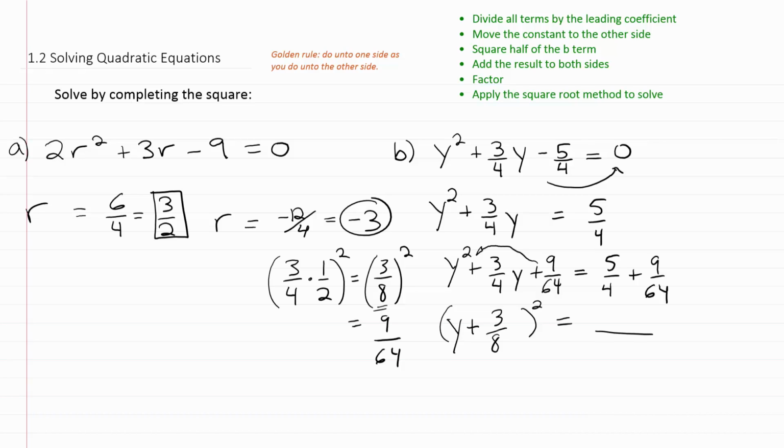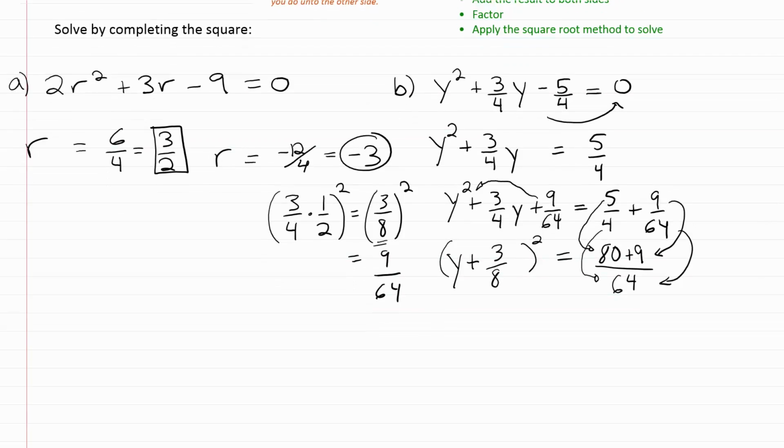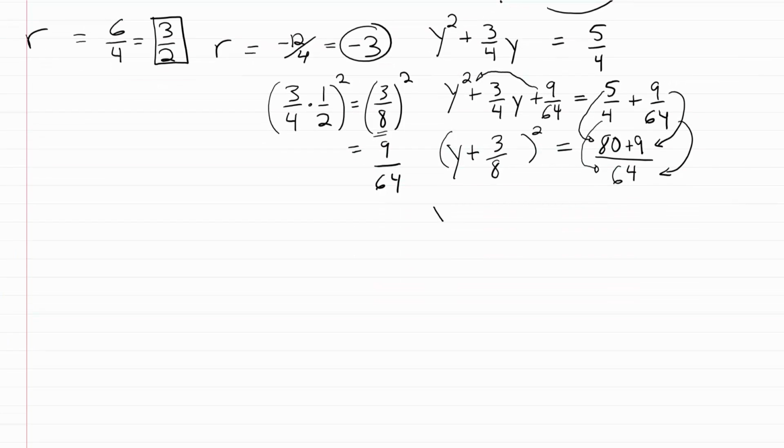Now for the other side of the equation, we're just going to find the common denominator of 64 in this case. So how do we get 4 to become 64? Well, we'd have to multiply it by 16, right? That means we need to multiply the 5 by the same 16, and 5 times 16 is actually 80. And then this already has a 64, so it'll become plus 9 on top. Okay, from there, we're going to end up having the statement that y plus 3/8 quantity squared is equal to 89/64.